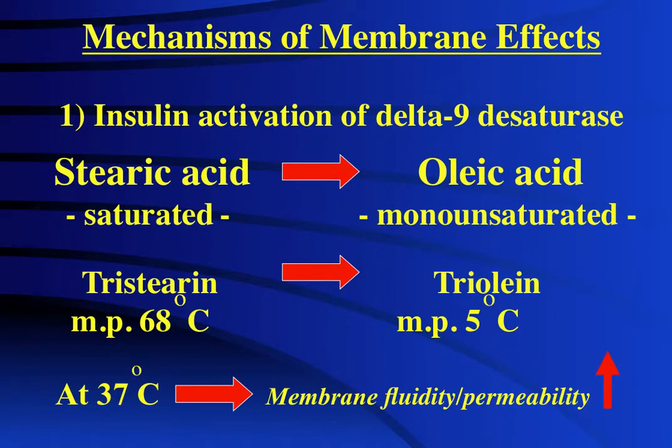Mechanisms of the membrane effects. This is what I think, and there's some interesting stuff in the literature to support all this. Insulin activation of delta 9 desaturase. Let me just say that there's a very complex, wonderful mechanism involving insulin receptor interaction. It's one of these phosphokinase things that it activates itself.